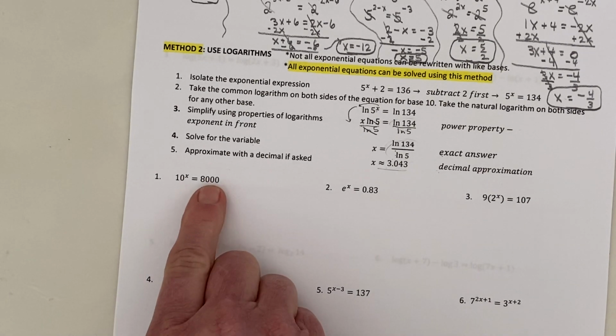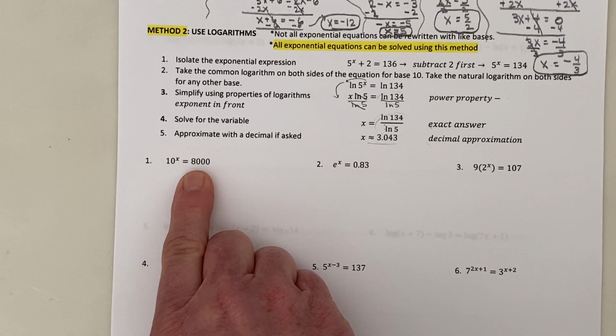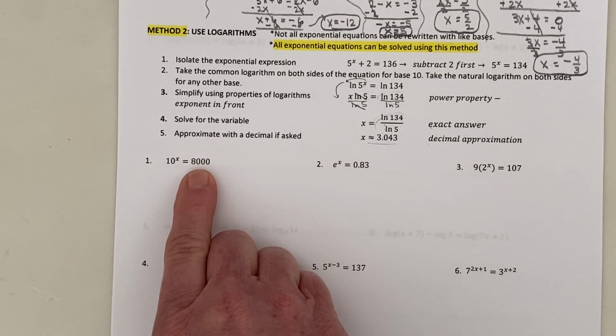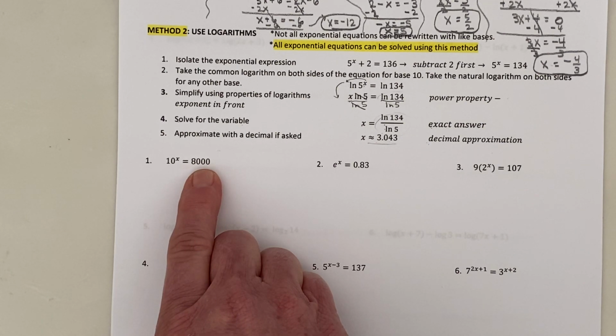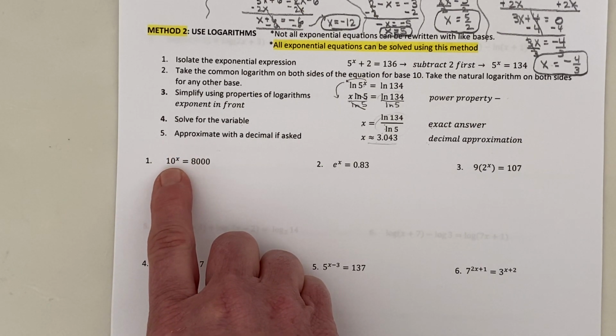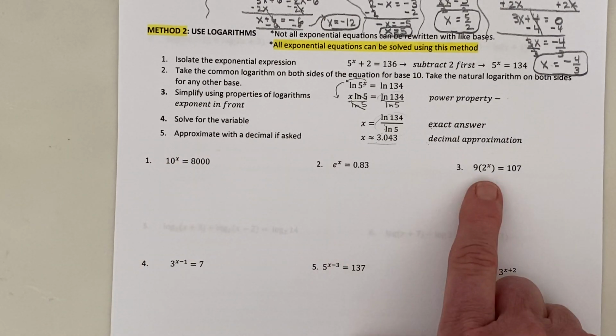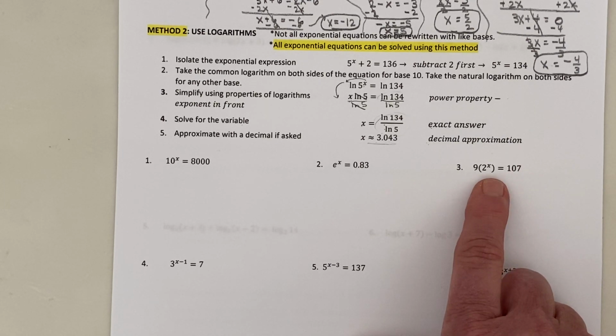So I realized that I can't use strategy 1 because 8,000 cannot be rewritten as a power of 10. There's no way on my calculator I can hit 10 times 10 times 10 times 10 and get a target answer of 8,000. I can't use strategy 1 and get the same base. So what's my strategy? Isolate the exponential expression, which is already isolated, unlike in problem 3, where we need to divide the 9 out to both sides before we can work with the other steps of this strategy.